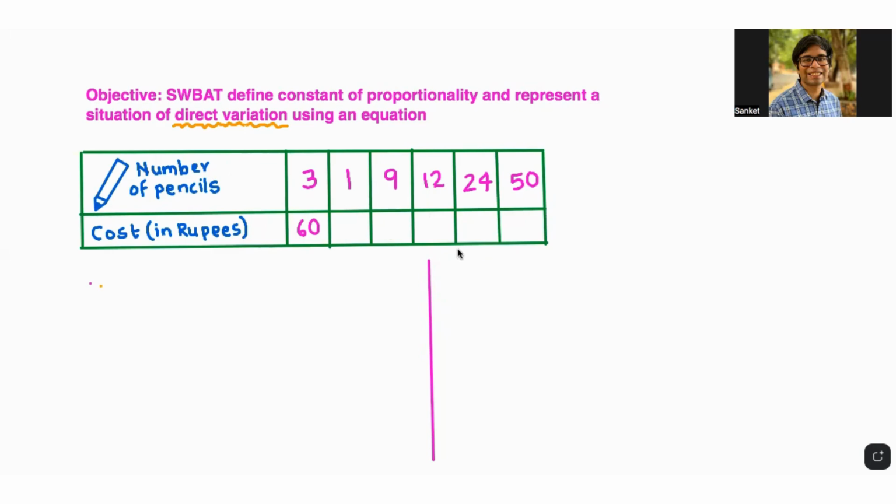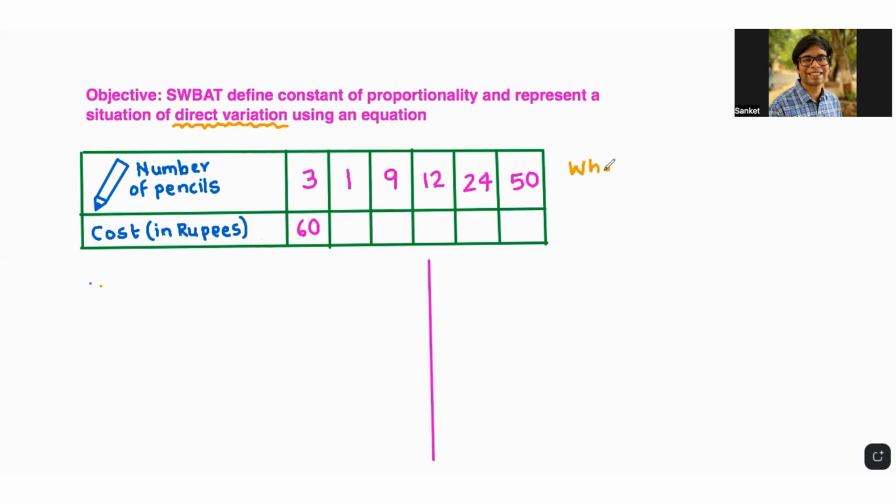The most important part that I'm realizing over here is that there is some relation between the cost of pencils and the number of pencils. And the relation is like this: when the number of pencils increase, the cost also increases. Such situations, when one quantity increases, it makes the other quantity also increase, is called as direct variation or direct proportion. We can use the word proportion or variation. So let's note this down.